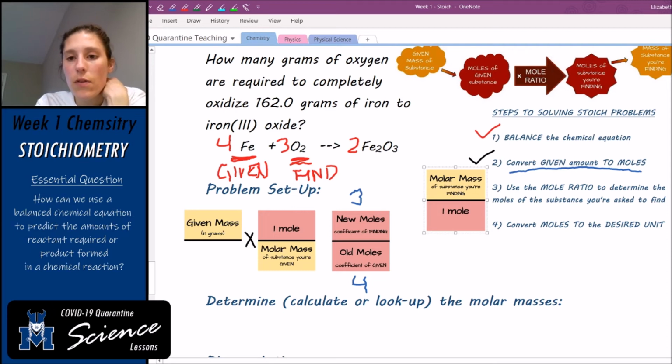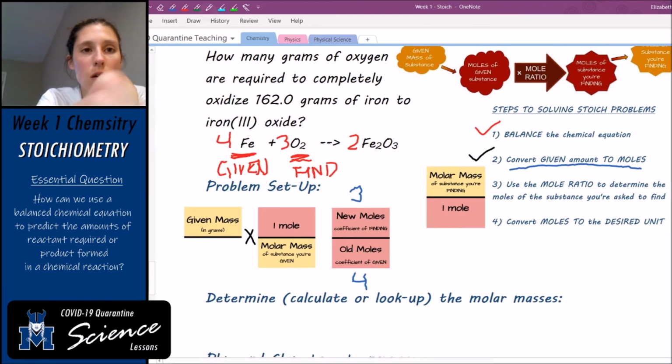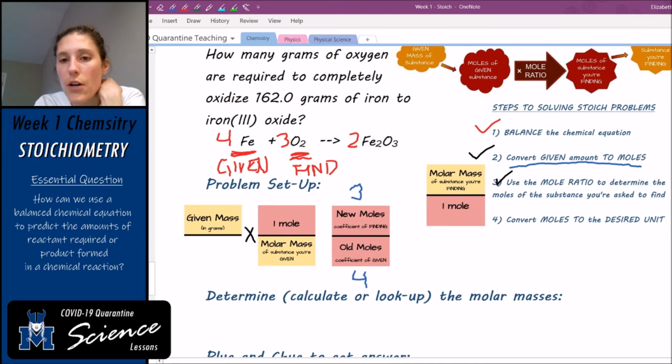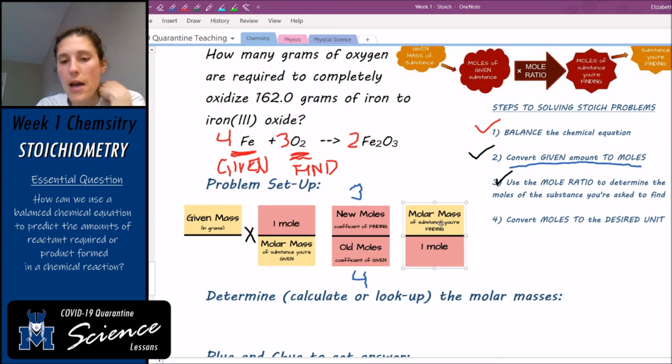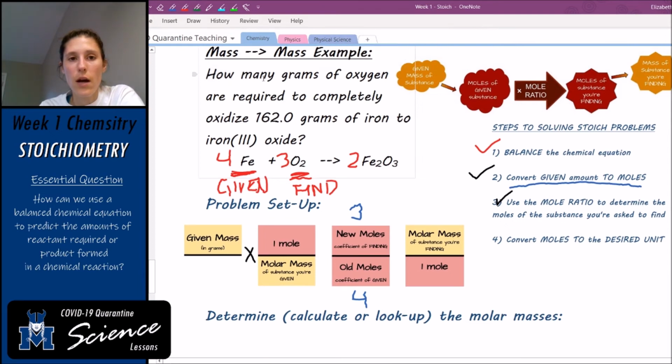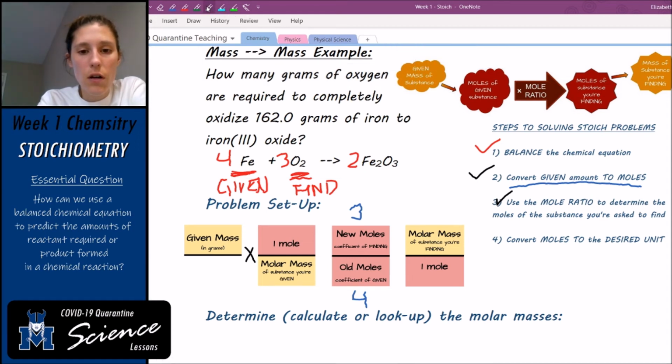And then, so we've completed step 3. Really struggling with switching between my mouse and my pen. Okay, so step 4, convert moles to desired unit. So that is going to be a mole to mass conversion card, because in the problem, I'm asking how many grams of oxygen. Okay, so how many grams, we can see that up here. So we're going to want to do one more step. And now we have our problem kind of set up for us.